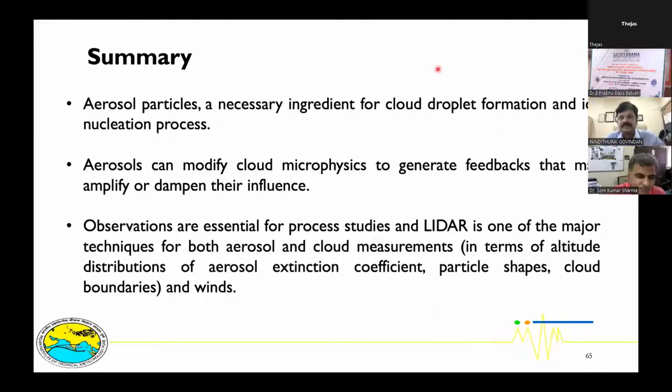Thank you very much. I have one small question, sir. When you operate LIDARs at high altitude stations, the problem we face in my experience is the serious condensation problem on the LIDAR window, the telescope. So how are you managing that problem?